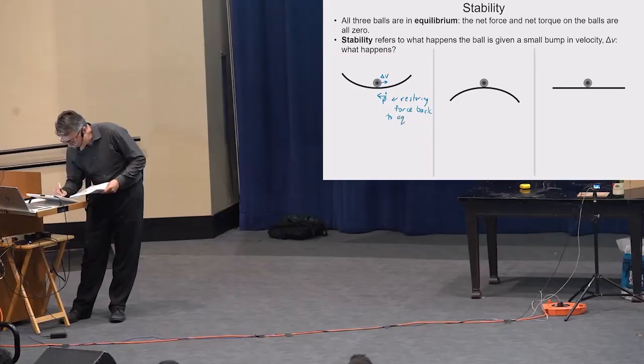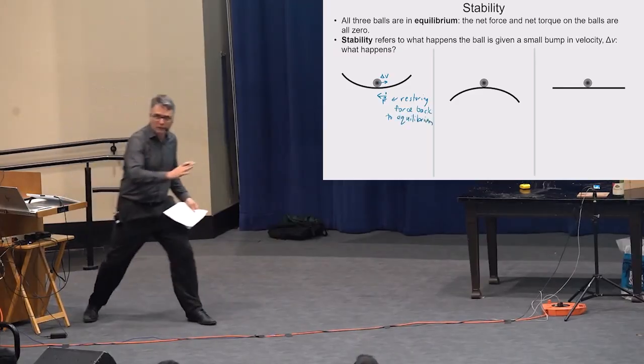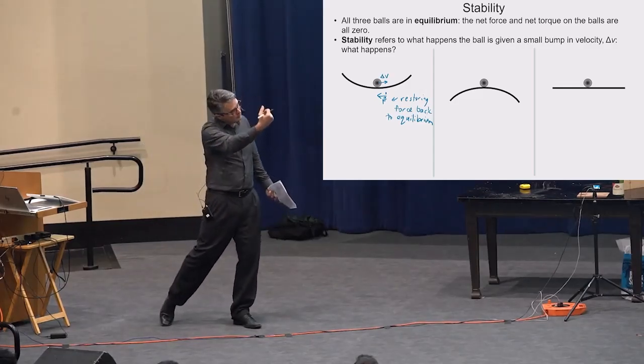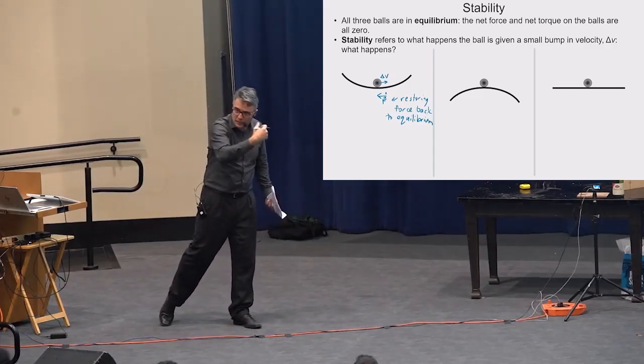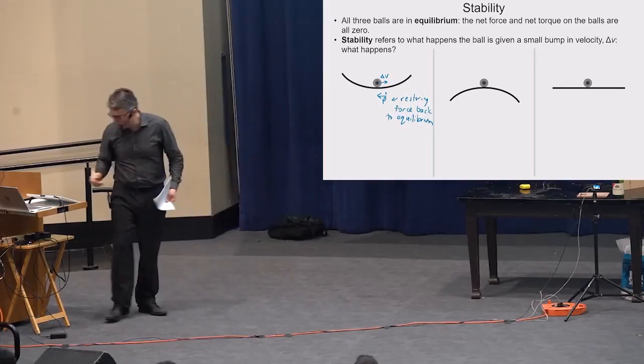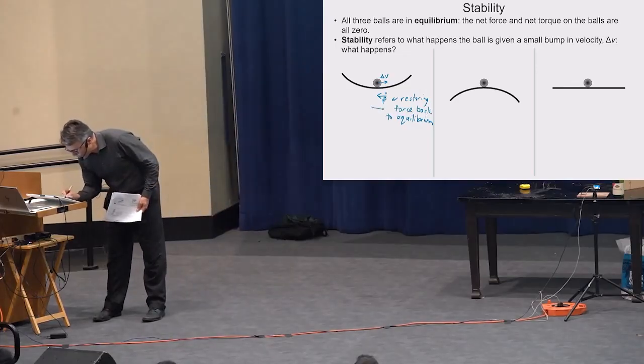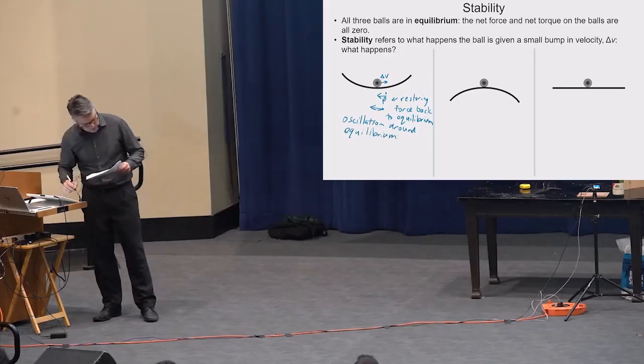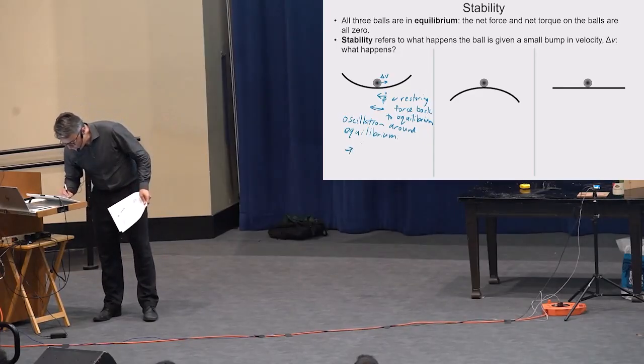This is partly due to the fact that the gravitational potential energy has increased a little bit, and it wants to go back and seek its lowest potential energy. So what actually ends up happening is that it oscillates back and forth around equilibrium. We'll talk more about that when we get into oscillations and sound effects. So this is called stable.